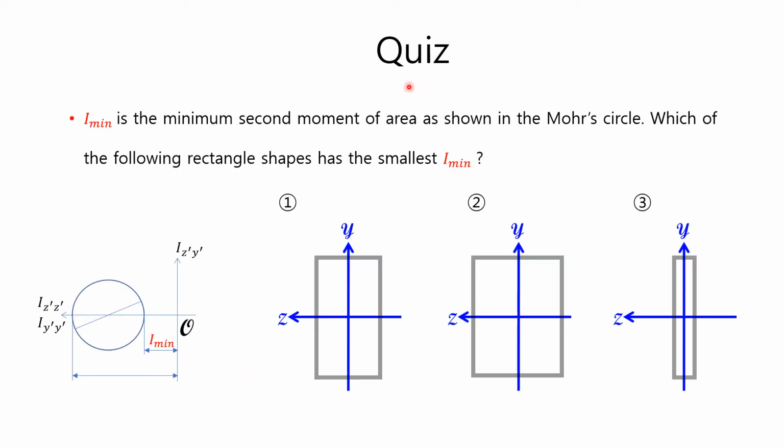Here I have a quiz for you. I minimum is the minimum second moment of area as shown in the Mohr circle. Which of the following rectangular shapes has the smallest I minimum?